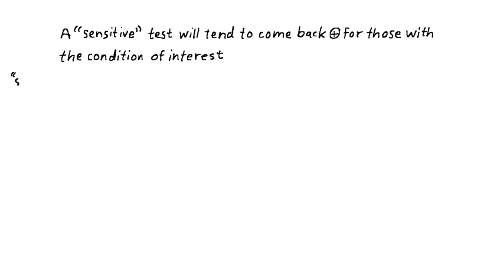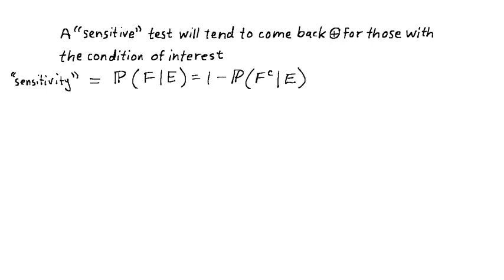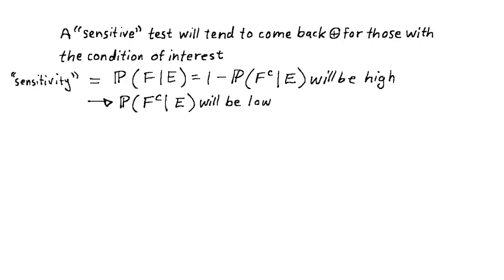The sensitivity of a test can be measured as the probability of a positive test given that you do have the condition of interest, or simply the probability of F given E. We would like this probability to be high, which means the probability of F complement given E should be low. Essentially, a sensitive test won't be prone to type 2 error. If many people with the condition of interest are missed by our test, then that test lacks sensitivity.